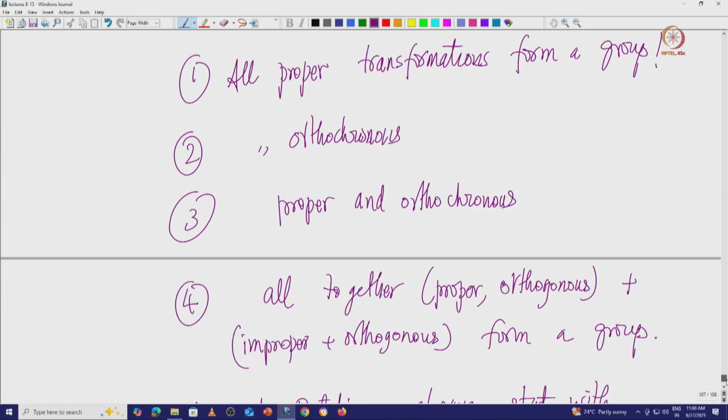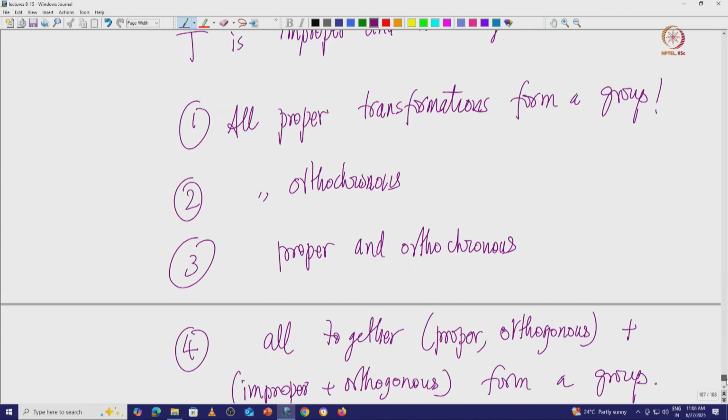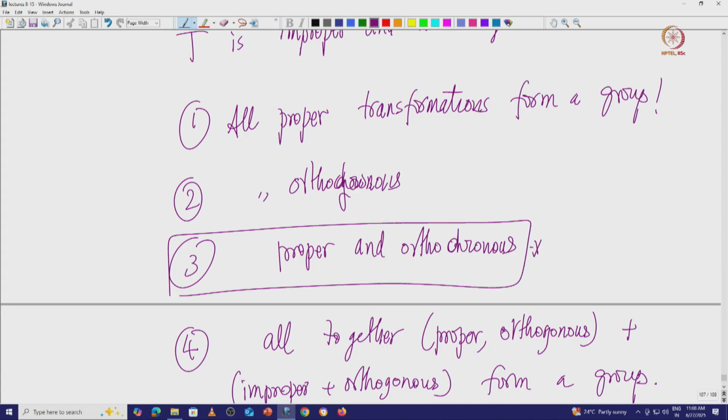So they form a group themselves, boosts and rotations essentially. So all proper transformations form a group. All orthochronous transformations also form a group, and proper and orthochronous transformations form a group. So this is important essentially. This will tell you that the group of just boosts and rotations also forms a group essentially.